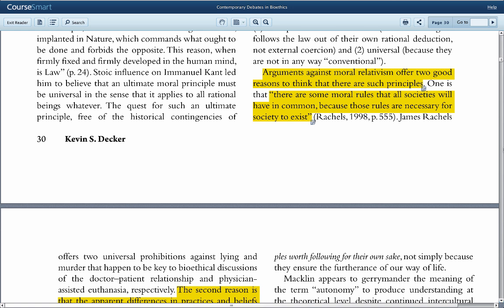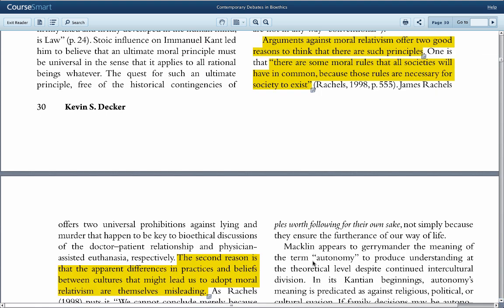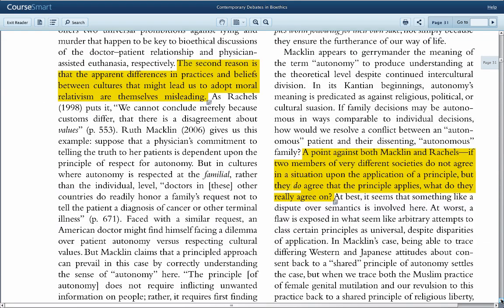So, arguments made against moral relativism, he points out, offer two good reasons to think that there are such universal principles. The first is that, quote, there are some moral rules that all societies will have in common because those rules are necessary for society to exist, unquote. That quote comes from James Rachels. The second reason for believing in universal principles, says Dekker, is that the apparent differences in practices and beliefs between cultures that might lead us to adopt moral relativism are themselves misleading. He quotes both James Rachels and another philosopher named Ruth Macklin here.